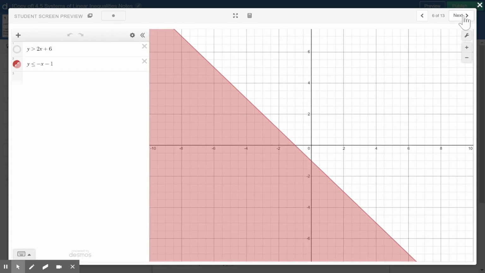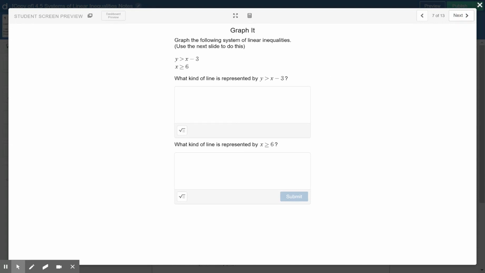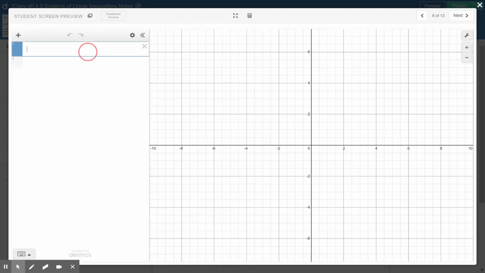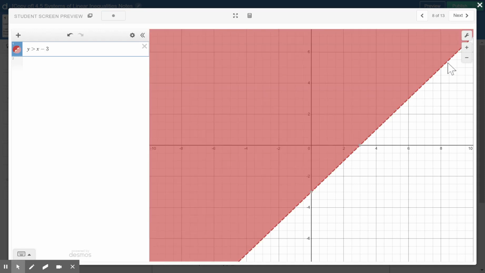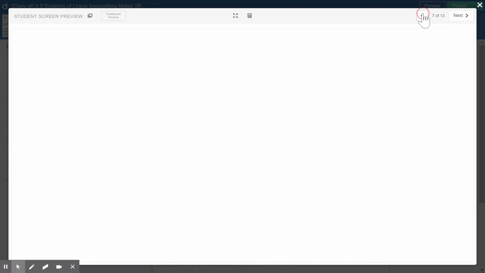Now let's actually get into the system. So once again, let's see what happens. We have y is greater than x minus 3. So let's see what kind of line that is. Once again, since we used a greater than symbol or less than symbol, but in this case greater, it's a dotted line.